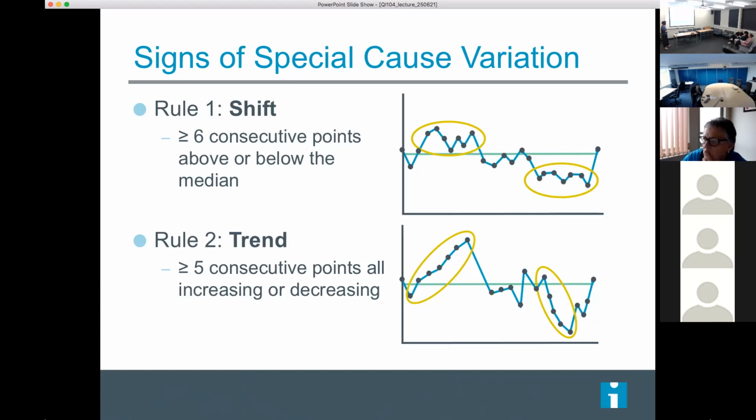The trend is 5 or more consecutive points, all increasing or decreasing. Next one, please.